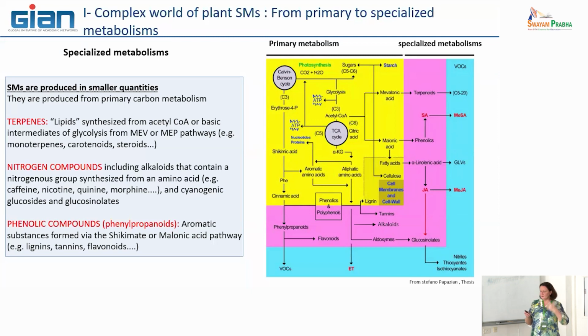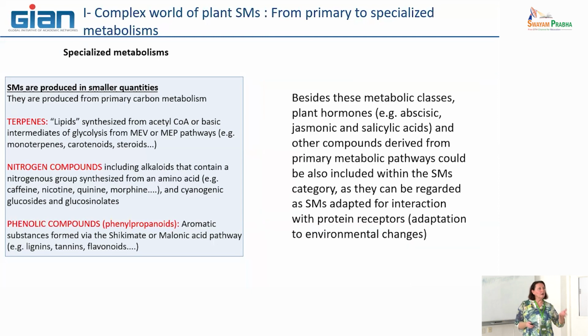What is also important to keep in mind is that besides these metabolic classes you see here, lots of other types of molecules are now considered specialized metabolites. For example, all the hormones, phytohormones, are now well known to be specialized metabolites, even if they are more ubiquitous. All plants are able to produce abscisic acid, jasmonates, auxin and so on. But they are derived from pathways that are included in specialized metabolic pathways.